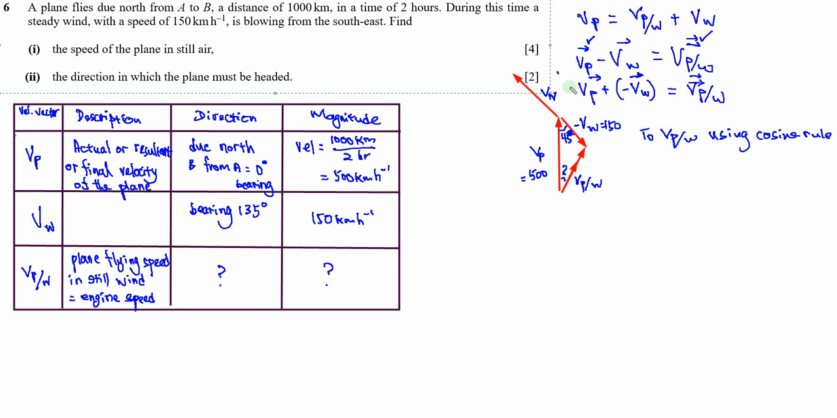Okay, very simple over here. The rest I will leave to you to work out. Work out how to get these two readings. This is VPW. Let's put this angle as theta. This is theta. Okay, that's it.